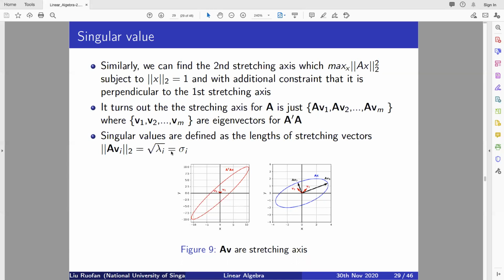I have one question here. So you mean A is singular? A is a non-square matrix. So it's singular, right? According to Ruofan's definition, singular matrix. I remember, square matrix. So you can only think it's not a square matrix. It's not a square matrix.